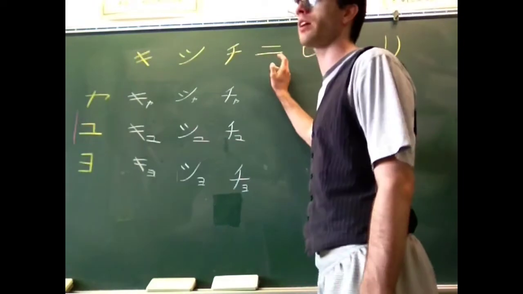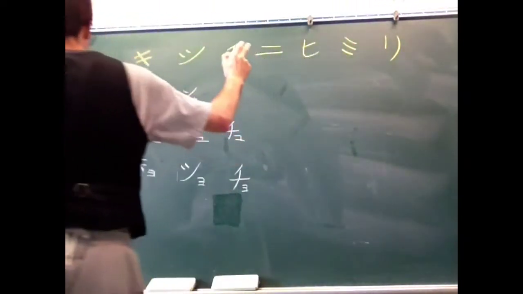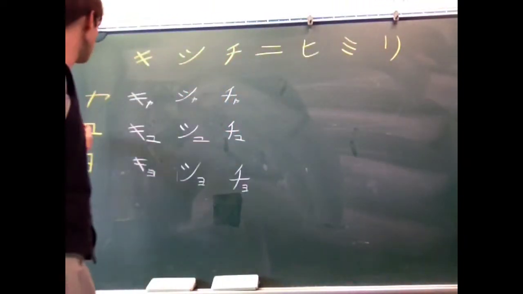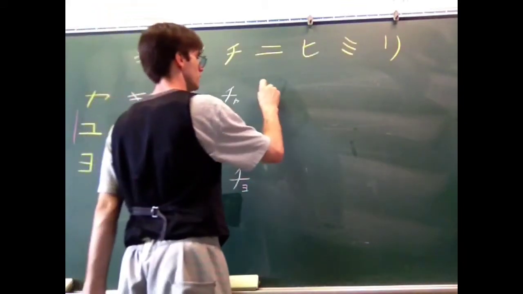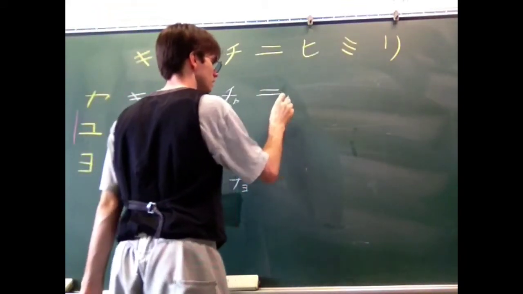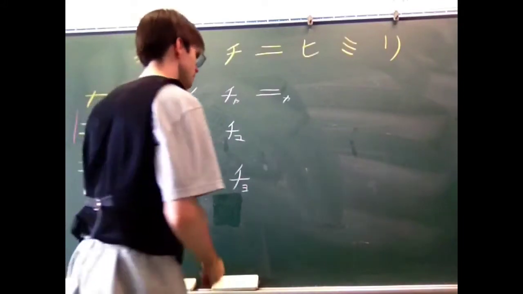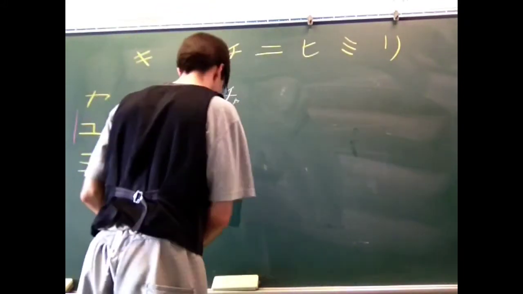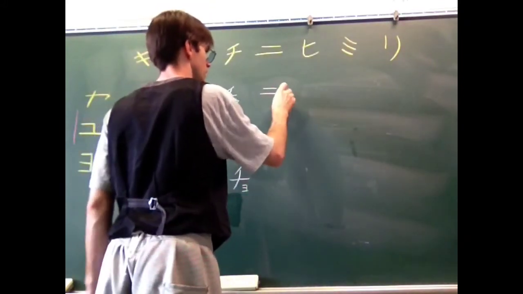Next up is ni. I don't know very many words that use like nya and nyo, but at least nyu's got something. So anyway, nya is like that. I mean, that ni is kind of jank. Let's try that again. Ni, yeah.